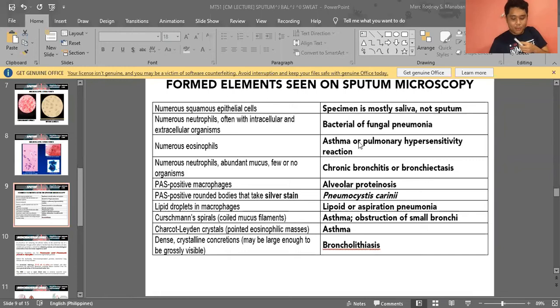Next, you also have Kirschmann spirals. Again, as mentioned, asthma. Next, you have lipoid or aspiration pneumonia. So be careful, dears. I read about someone who was a chronic user of Vicks, the rubs and ointments that many of our aunts and uncles keep as essentials.